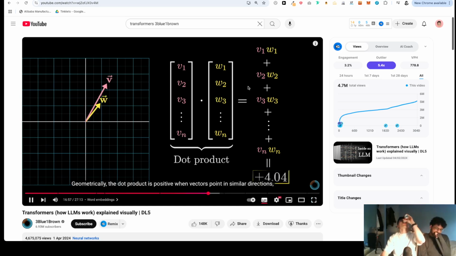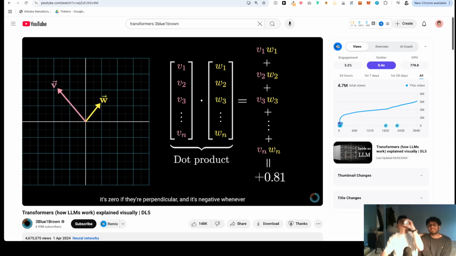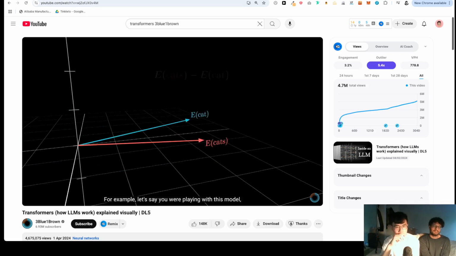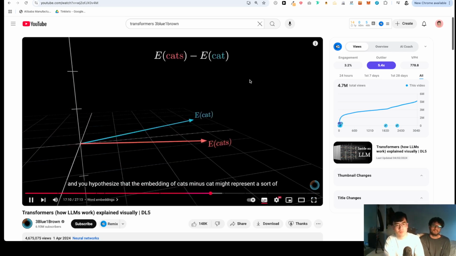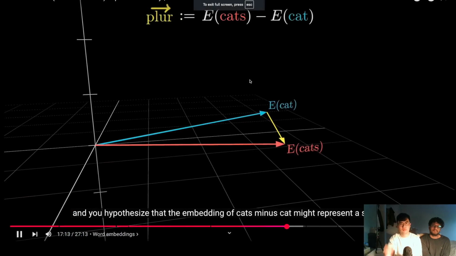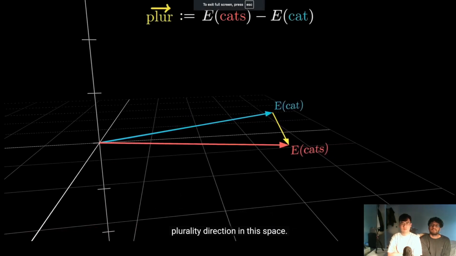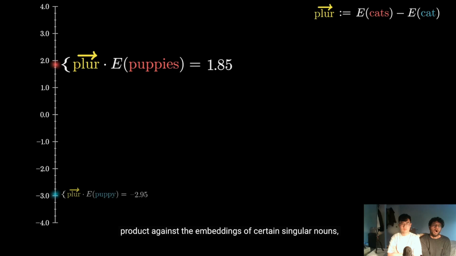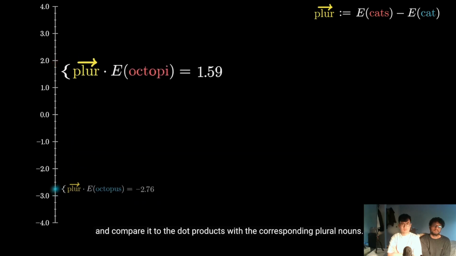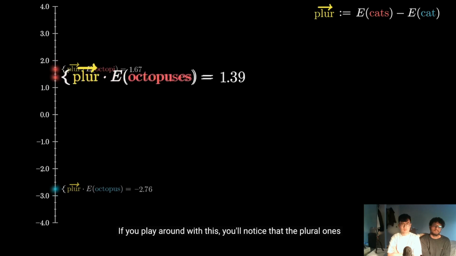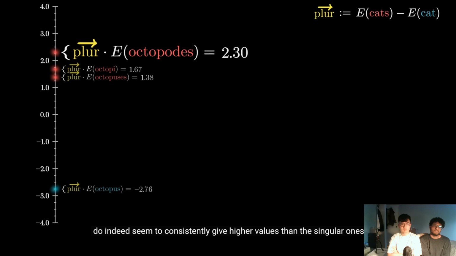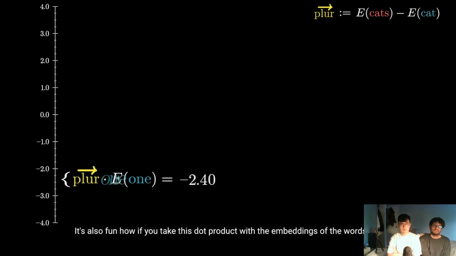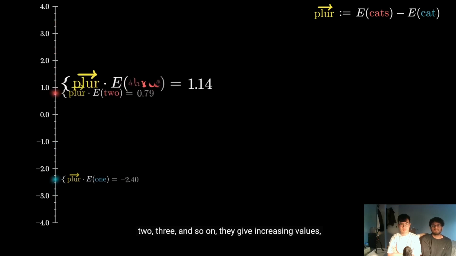The dot product is positive when vectors point in similar directions. It's 0 if they're perpendicular, and it's negative whenever they point in opposite directions. For example, let's say you were playing with this model, and you hypothesized that the embedding of cats minus cat might represent a sort of plurality direction in this space. To test this, I'm going to take this vector and compute its dot product against the embeddings of certain singular nouns and compare it to the dot products with the corresponding plural nouns. If you play around with this, you'll notice that the plural ones do indeed seem to consistently give higher values than the singular ones, indicating that they align more with this direction. It's also fun how if you take this dot product with the embeddings of the words 1, 2, 3, and so on, they give increasing values.